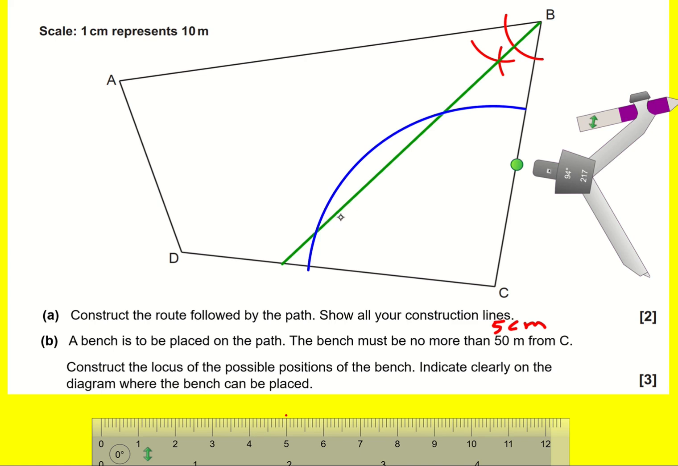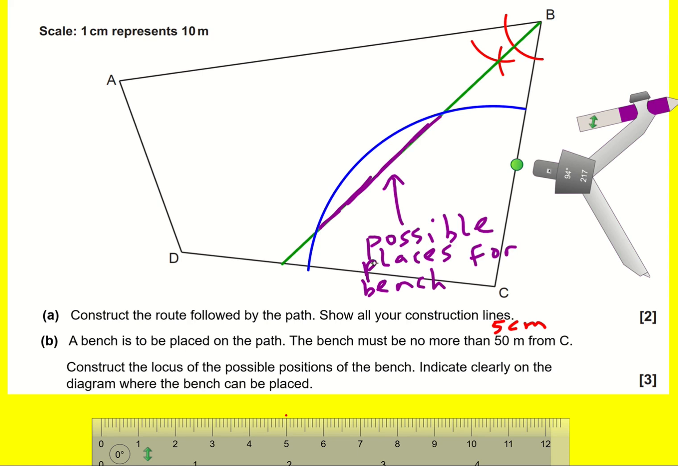And therefore, where can the bench be placed? It's going to be anywhere here. So I'm just going to point at it, really highlight it: possible places for the bench. And there we have it. We've dealt with this locus question using an angle bisector, a circle, and just carefully putting it together to figure this out.